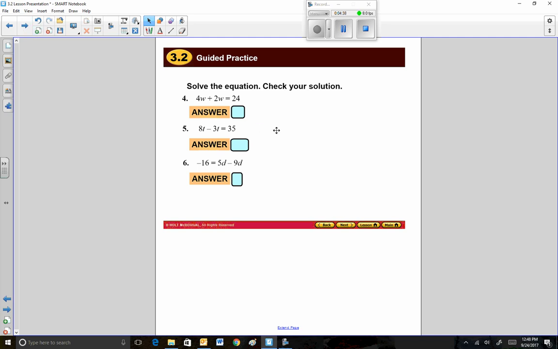All right, let's take a look and see how you did. 4w plus 2w, well, that's 6w. So you should have had 6w equals 24. Divide both sides by 6, x is 4. 8t minus 3t is 5t. So 5t equals 35, and you get a 7. 5d minus 9d. Well, you have only a negative 4d. So divide both sides by the negative 4, and d is equal to 4.